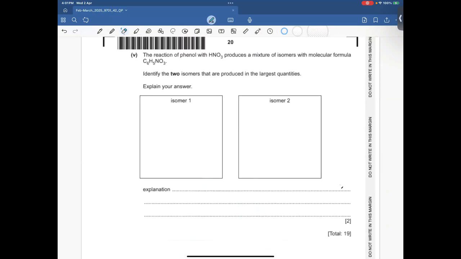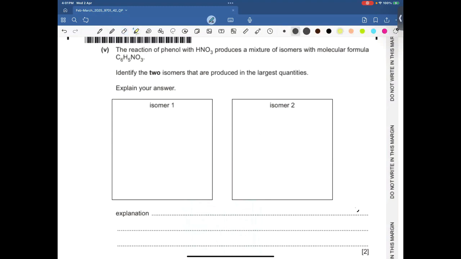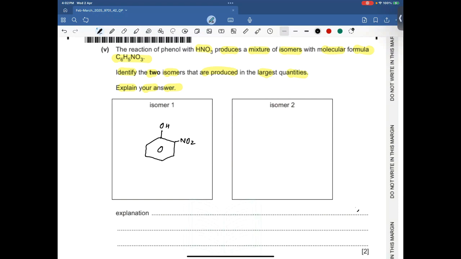Okay. Next, the reaction of phenol with nitric acid produces a mixture of isomers with this molecular formula. Identify the two isomers that are produced in the largest quantity. Explain your answer. Phenol has an OH group, which is an ortho-para directing group. So if you react phenol with dilute nitric acid, obviously we'll get two different isomers. One is the ortho product, and the other one is the para product. So this is phenol. NO2 needs to be attached at the ortho position. Ortho position is 2 and 6. Whether you put it on 2 or 6, it doesn't make any difference. And the other one is the para position.